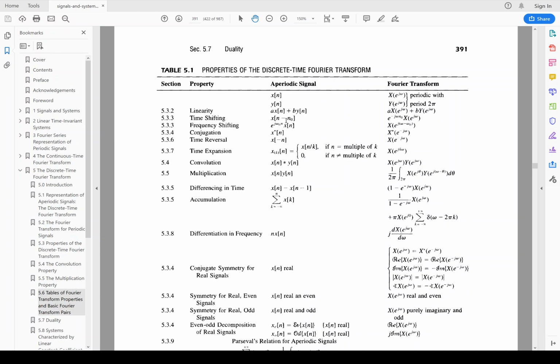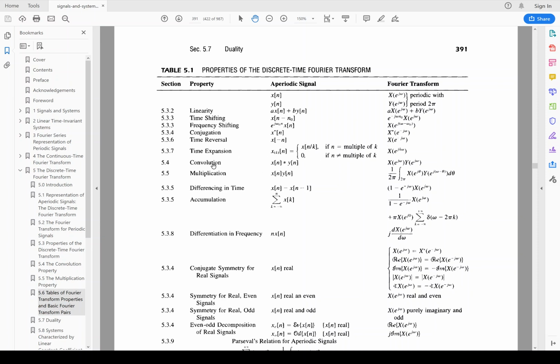Time shifting, which we didn't talk about, but it's the same thing as continuous time. Shift by n0, and that has the effect of changing the phase of the Fourier transform. And then there's the dual to that, frequency shifting: a shift in frequency is multiplication by e to the j omega. Conjugation, which we did not talk about for discrete time, but we did for continuous time. Those properties remain the same.